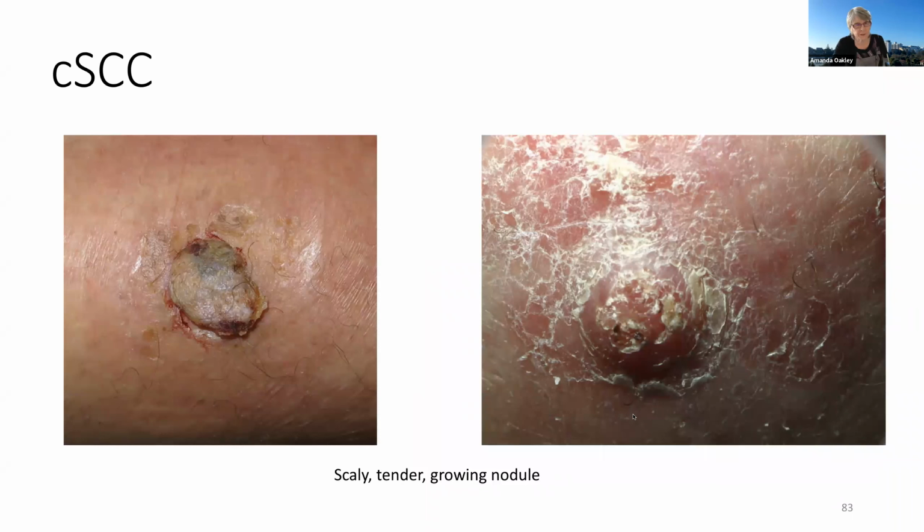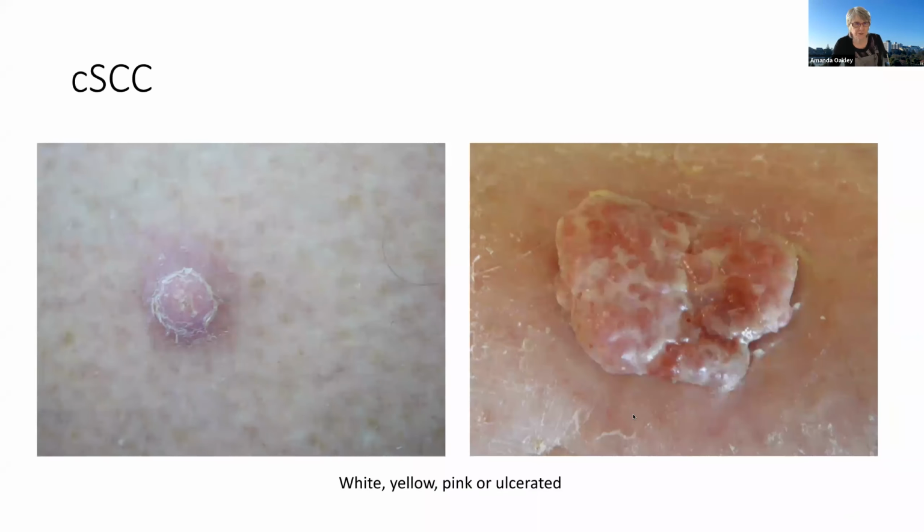Here are some examples: irregular scaly plaques, often with a little bleeding or ulceration, inflammation. The one on the left is the typical cutaneous squamous cell carcinoma with a collarette of scale and a central core. The one on the right is poorly differentiated and has lost that ability to create scale. The one on the right is much more dangerous.